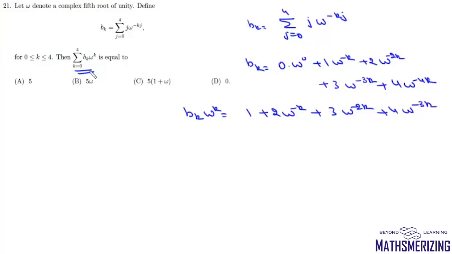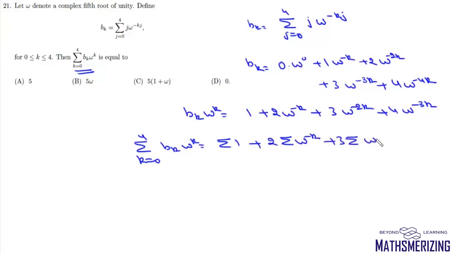Now we'll need to find this summation, which will be k varies from 0 to 4 of b_k omega to the power k. Now this is summation of 1, plus 2 times summation of omega to the power -k, 3 times summation of omega to the power -2k, and 4 times summation of omega to the power -3k. Now summation of 1 is 5. Now what about summation of omega to the power -k? It is nothing but a geometric progression.